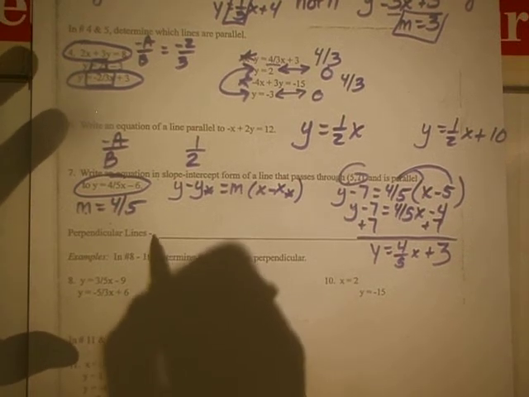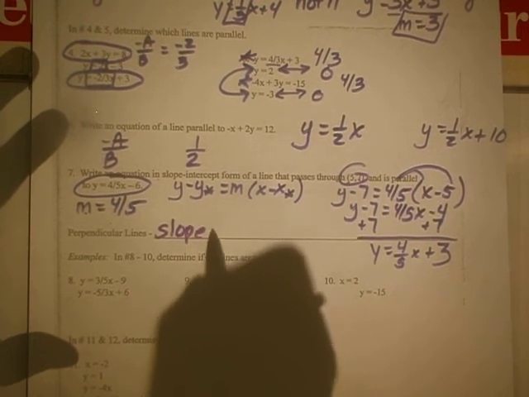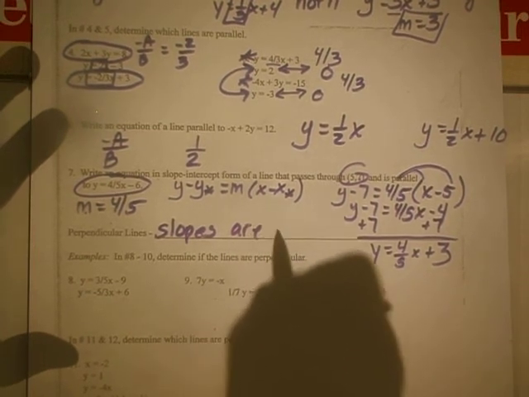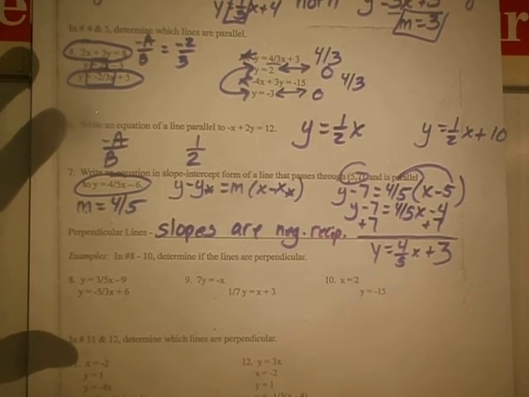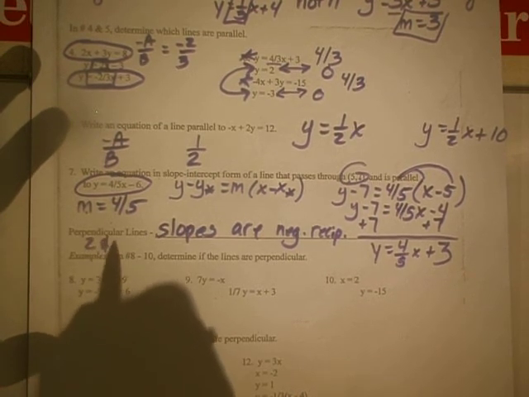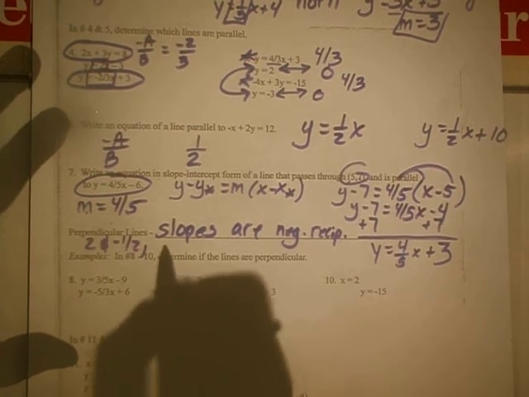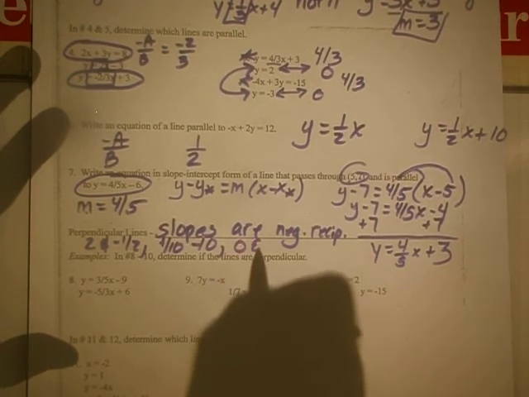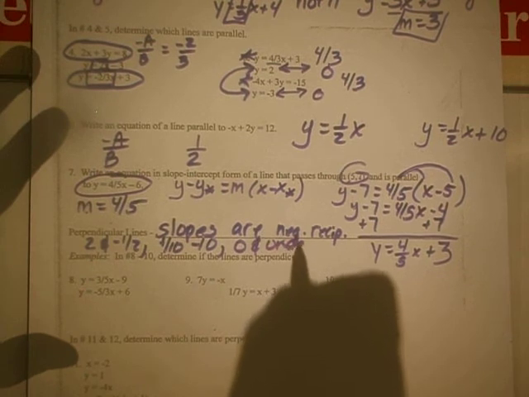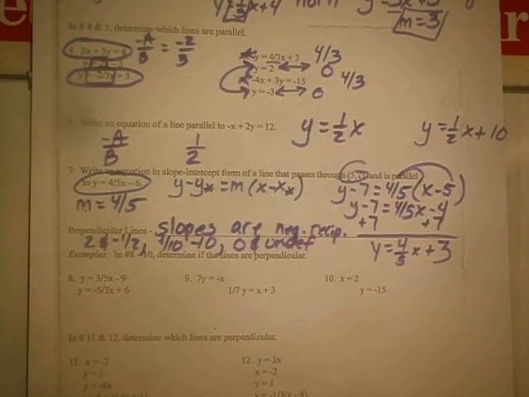Perpendicular lines, your slopes are negative reciprocals. Negative reciprocals. And that might be 2 and negative 1/2. It might be 1/10 and negative 10. Or it might be 0 and undefined. 0 and undefined is your horizontal line and your vertical line.